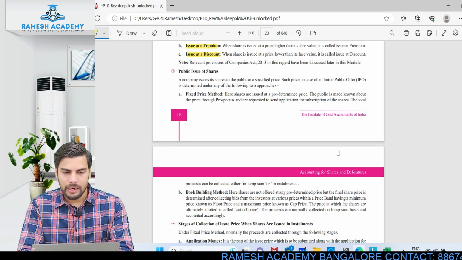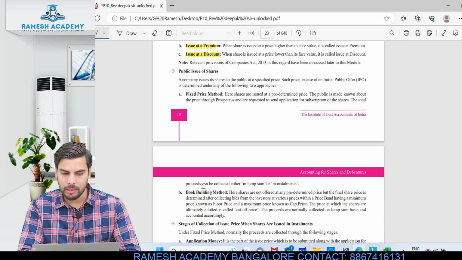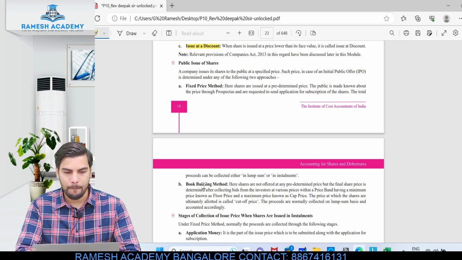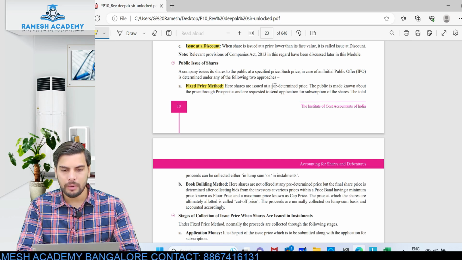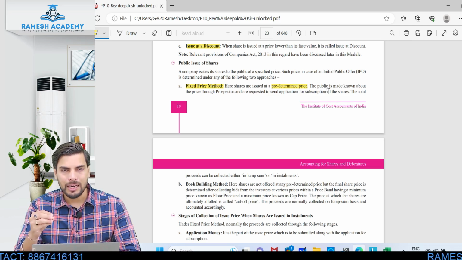Then the next thing is, when it comes to public issue, we have got the fixed price method and the book building method. Let us understand what exactly is the fixed price method and what is the book building method. So what happens in case of the fixed price method? Here shares are issued at a predetermined price. The public is made to know about this price through the prospectus and requested to send the application for subscription of the shares.